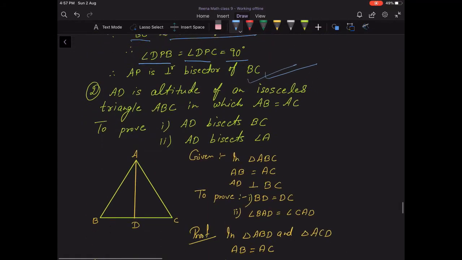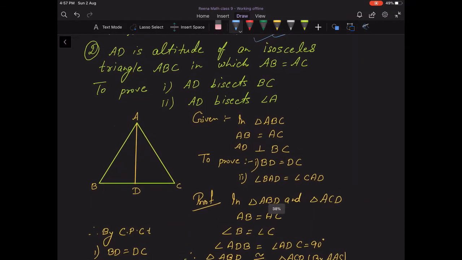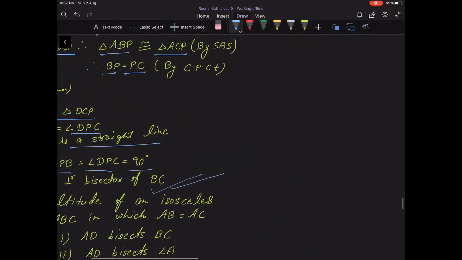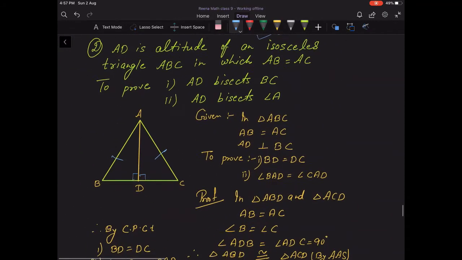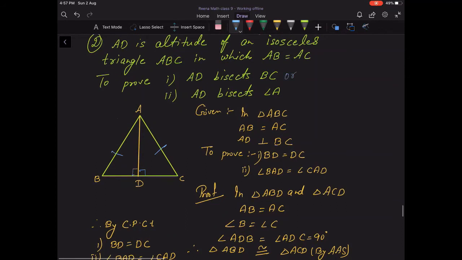Now come to the question number 2, which says that AD is altitude of an isosceles triangle ABC in which AB is equal to AC. We have to prove that AD bisects BC, or BD is equal to DC, and AD bisects angle A. This means we have to prove angle BAD is equal to angle DAC. This we have to prove.